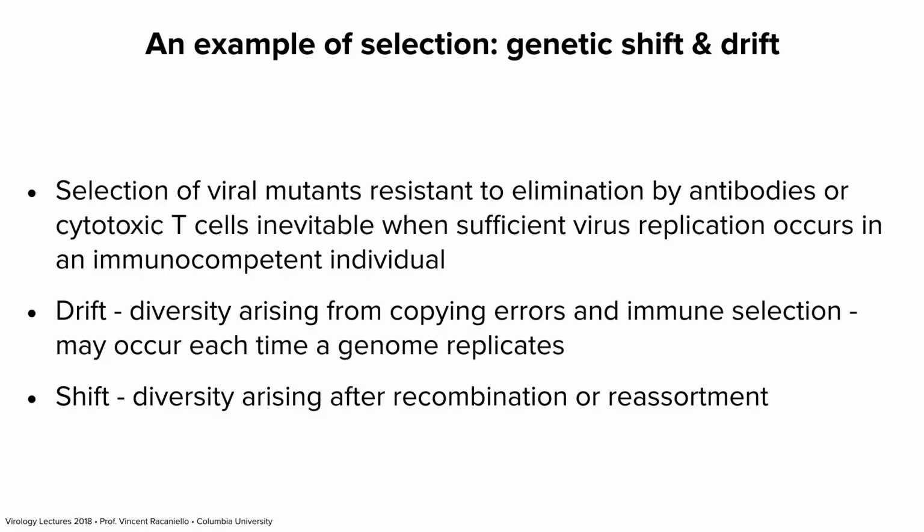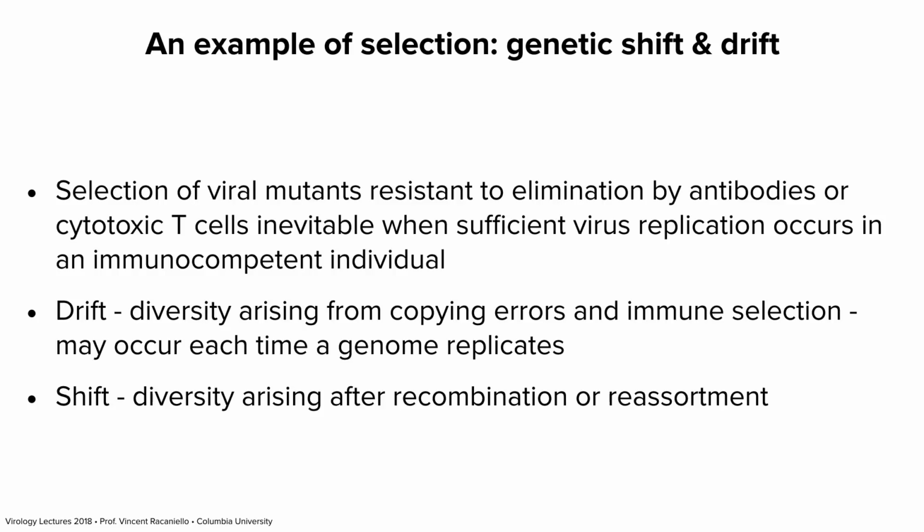Genetic shift and drift is the selection of mutants resistant to antibodies or cytotoxic T cells. So if you have a healthy individual that's infected with a virus, you will make antibodies against the virus, you will make CTLs, and that will apply pressure on the virus population to select for variants that can evade the antibodies or the cytotoxic T cells. And so this can happen in 2 ways.